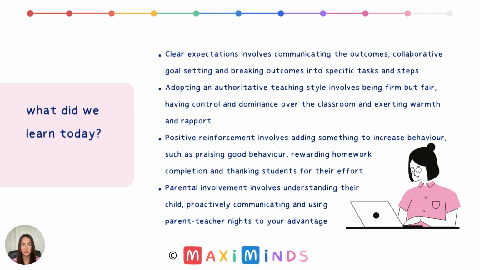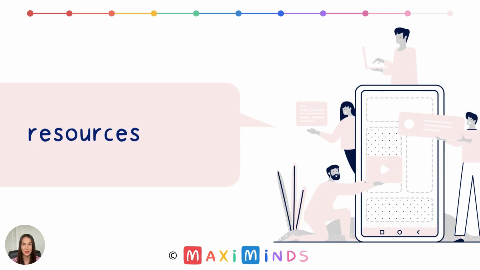Positive reinforcement involves adding something to increase desired behaviour and is the most effective type of behavioural modification. This might include things like praising good behaviour, rewarding homework completion, and even thanking students for their effort. Parental involvement involves understanding their child, proactively communicating, and also using those parent-teacher nights to your advantage.